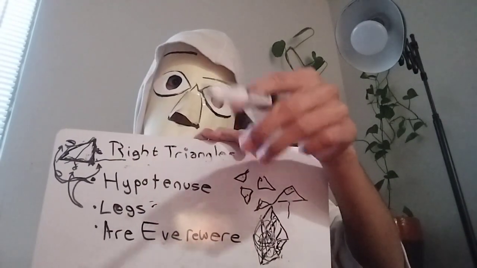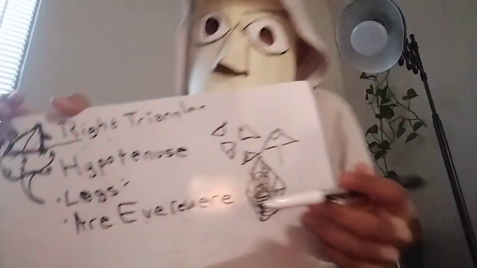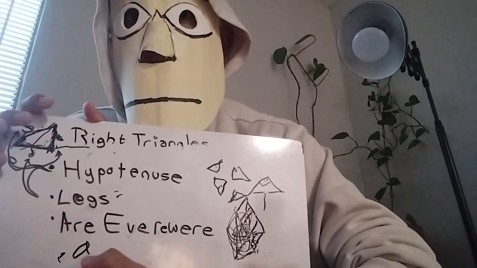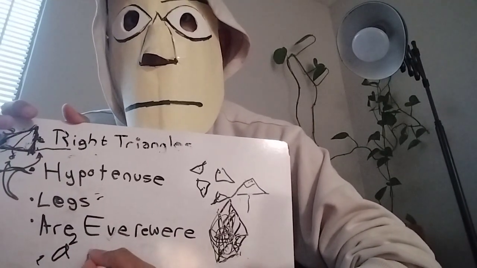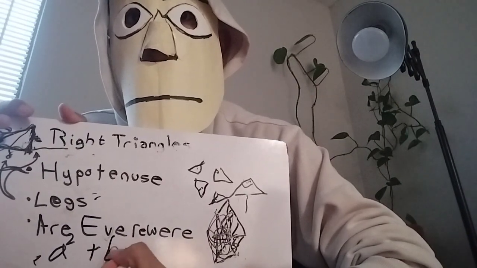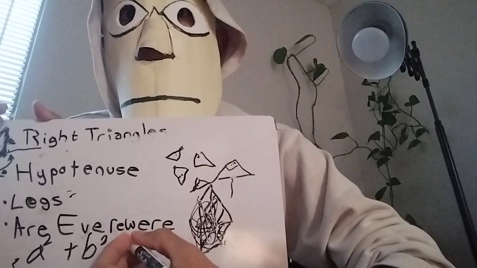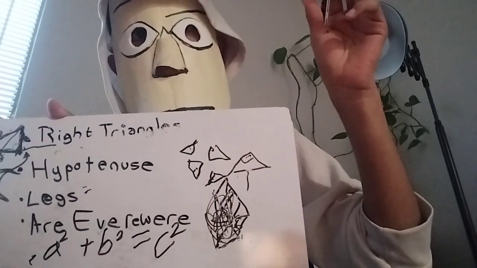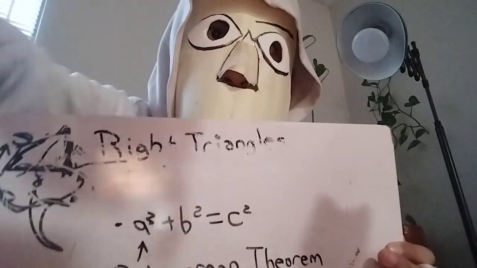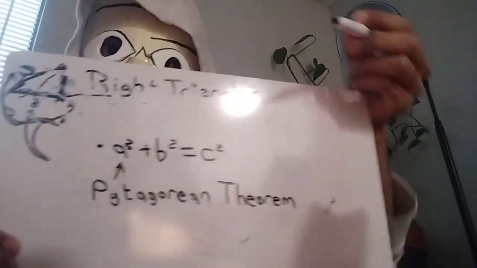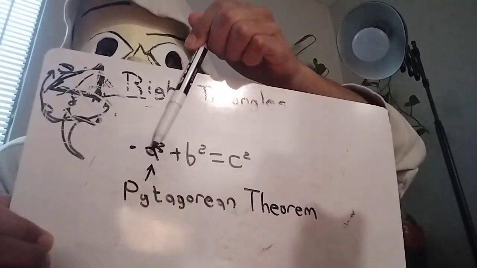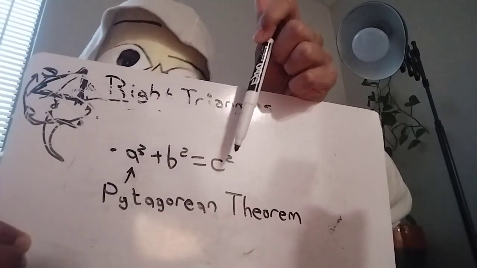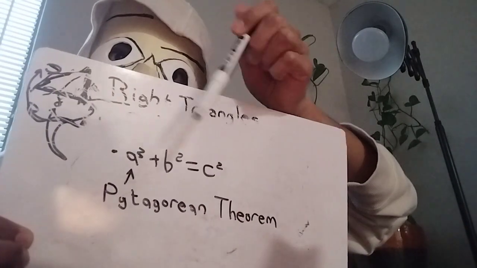You might be wondering, how do I calculate the length of this part? You're not wondering that right now, but I need to add some video material. The formula for finding the length of any side on the right triangle is something called the Pythagorean theorem. A squared, that means a times a, plus b squared, b times b, equals c squared, c times c.